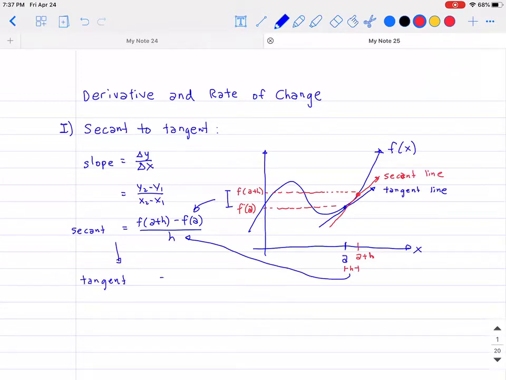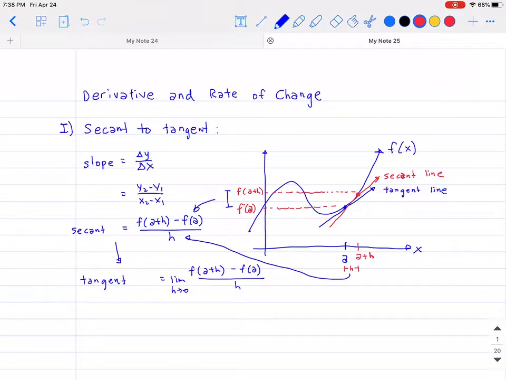So what I'm trying to say is that in order to get the tangent that I want, I would take the formula of the secant that we just came up with, which is f of a plus h minus f of a, all divided by h, and I'm going to go ahead and now apply the limit that we've been learning so far, where it says limit as h approaches 0.